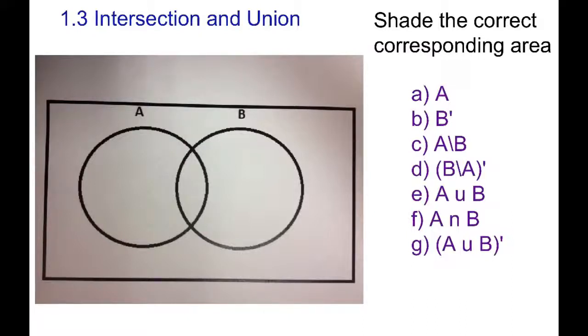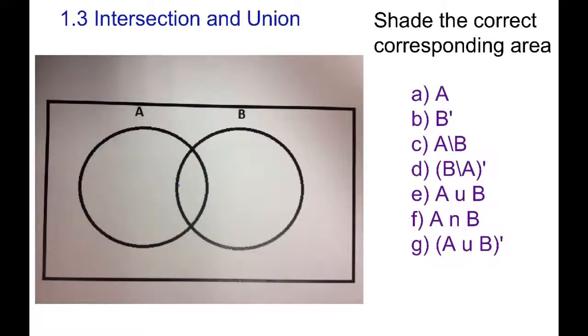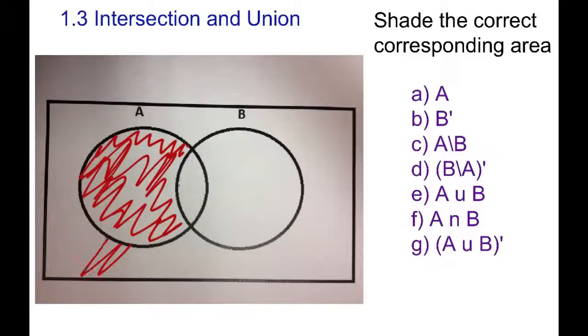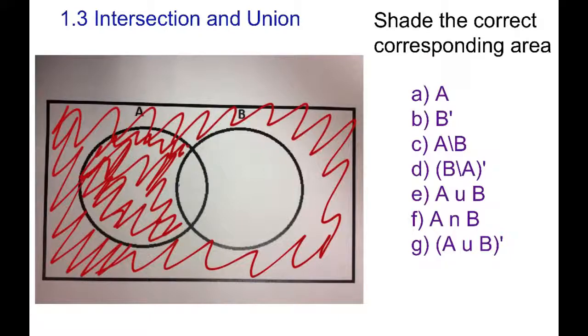So the first one, it's asking shade A circle, so just A. So A would be everything that's inside A, so that's pretty simple. And the next one, it would work the same with B, right? We could do all of just the B circle if we wanted to. So the next one on here is, what is B prime? So what is the complement of B? So that would be everything outside of B. So that would include all of the A circle that's not in B. But what you've got to remember is it also includes everything in the universal set outside of B as well. Okay, so everything would be shaded except for the B circle. So be careful with those ones.